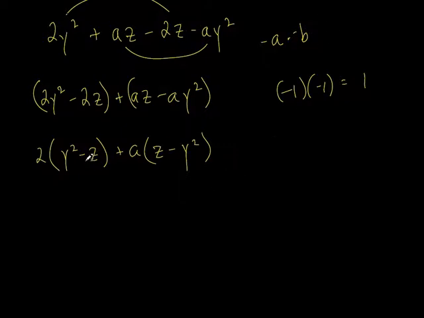These are not really the same, are they? Y squared minus z is not the same as z minus y squared, because this is a positive y squared, this is a negative z. Look at this. This is a negative y squared, and this is a positive z. It's not the same thing. They're opposites to each other, aren't they? But think of it like this.